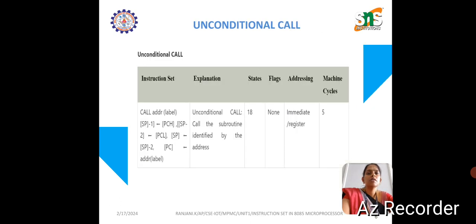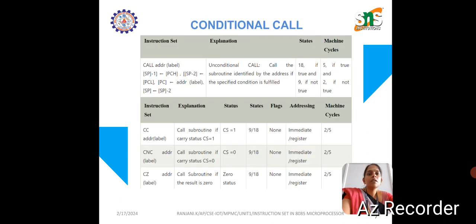Next, let us see the unconditional call. Here the unconditional call is represented as CALL with an address label. For example, call the subroutine identified by the address. This can be represented with the help of this instruction. Next is the conditional call with an address. It calls the subroutine identified by the address if the specified condition is fulfilled.